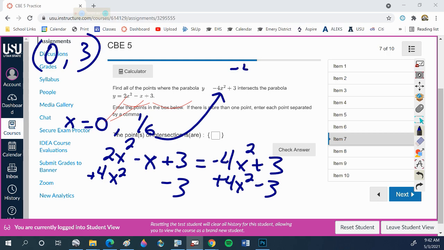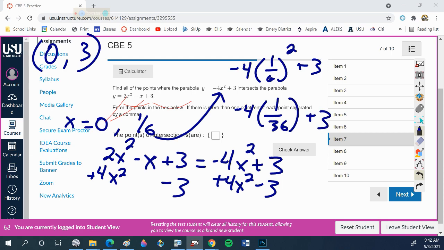So negative 4 times 1/6 squared plus 3. So that's negative 4 times 1/36 plus 3. Negative 4 times 1/36 is negative 1/9. Plus 3. So 3 would be 27/9. 27/9 minus 1 would be 26/9. So the second point is 1/6, 26/9.